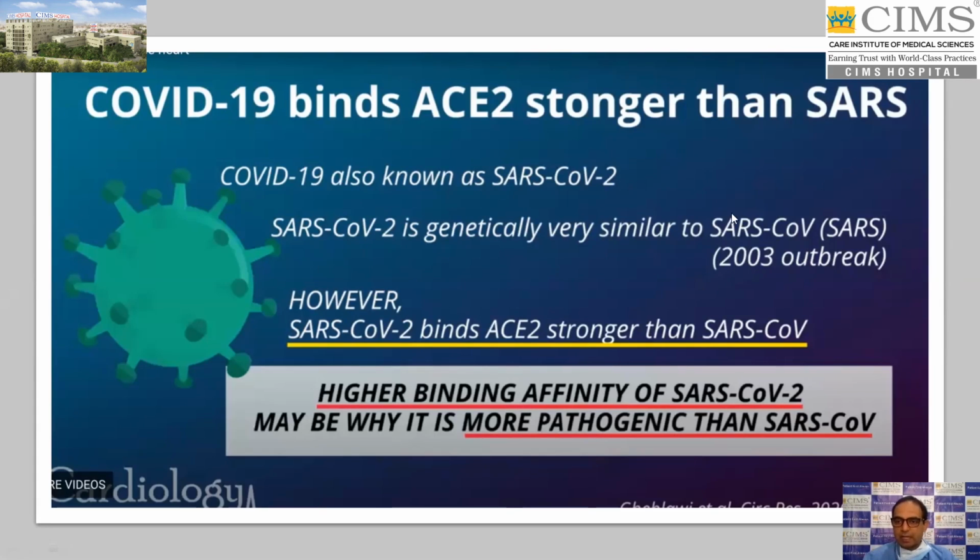But the difference between this SARS coronavirus of 2003 and the present 2019 virus is that the COVID-19 virus, or coronavirus 2, actually binds to ACE2 much stronger than the original SARS virus. And that is the reason that higher binding capacity, higher binding affinity of coronavirus 2 may be why it is more pathogenic than the original SARS virus. Just because it attaches to the ACE2 enzyme much more strongly, that's why it affects heart and lungs much more, with more affinity as compared to the original SARS virus.